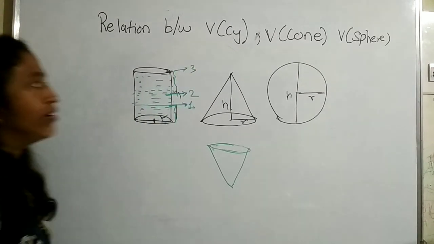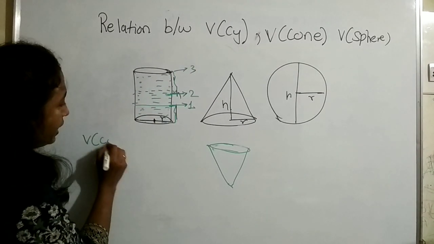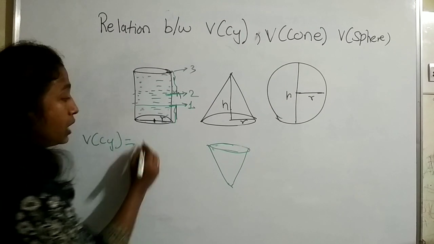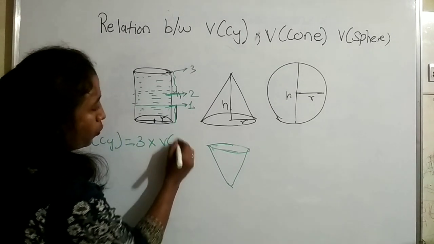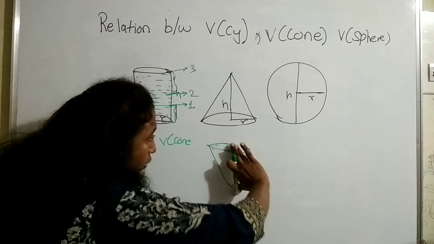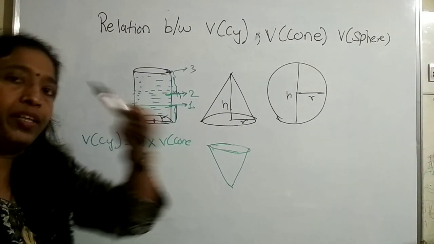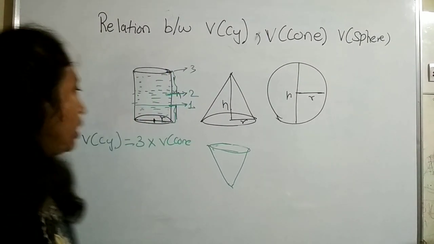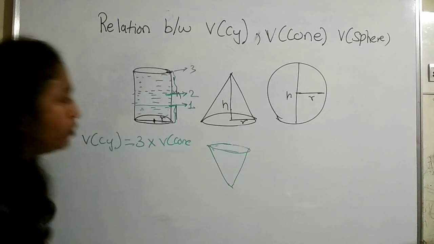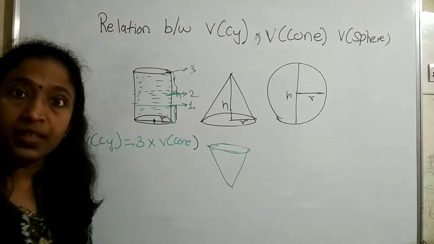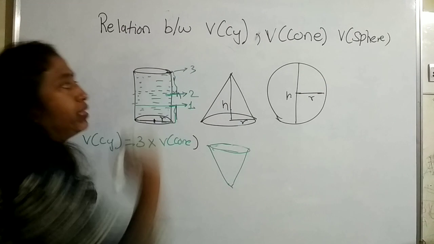And so we say the relation is that the volume of the cylinder is nothing but 3 times the volume of the cone. So 3 times when I fill this, I find that my cylinder is filled. So we get the formula that volume of cylinder is nothing but 3 into volume of cone. Correct? 3 times when I fill, I get this.